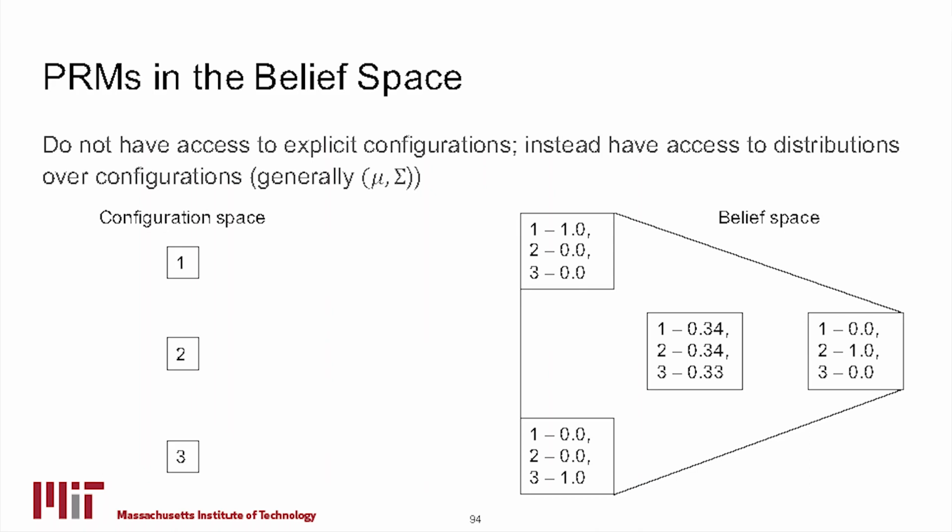Sample a bunch of points, they're going to end up in 1, 2, or 3. You could pretty quickly cover the entire space. But this simple configuration space, when transformed to the belief space, becomes infinite. You have infinite possible distributions to consider.